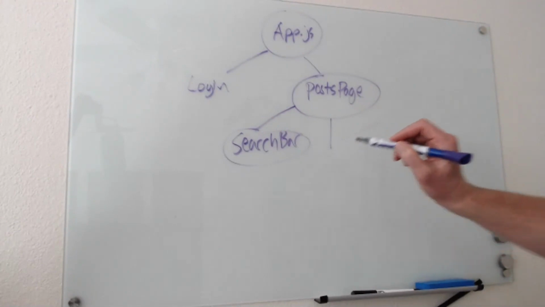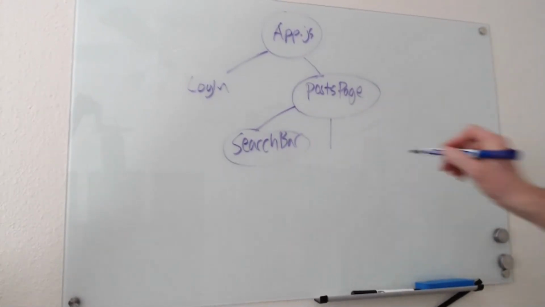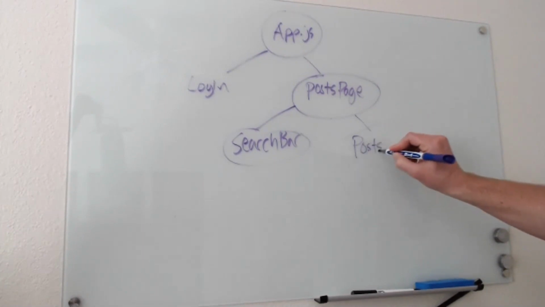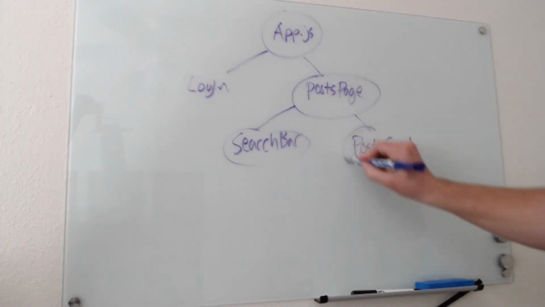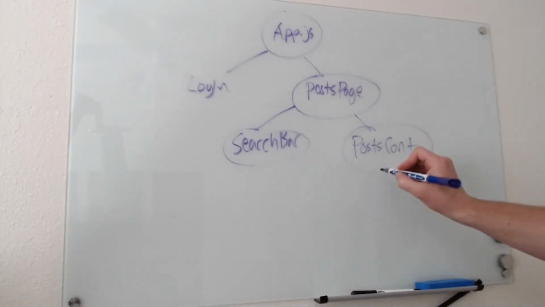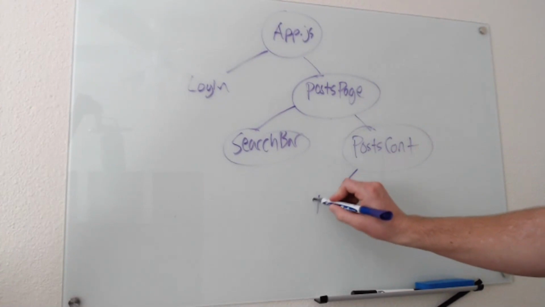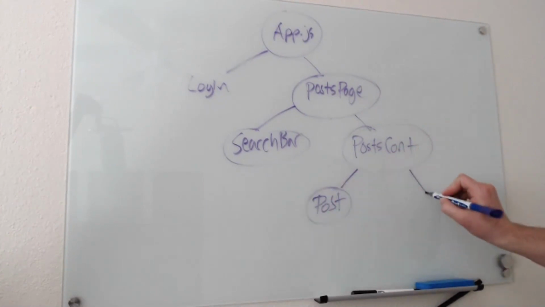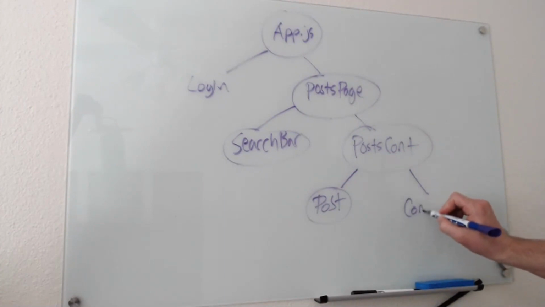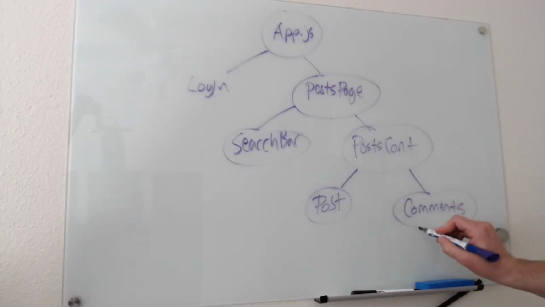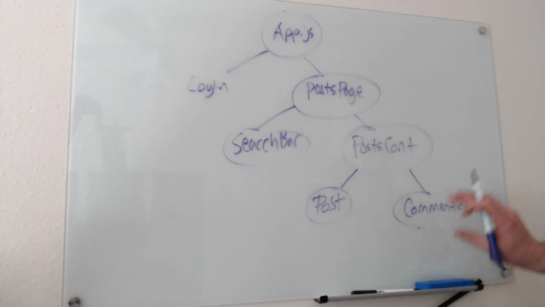We've got post container. Let's draw this out here. Posts container. Post container has, it could have a posts, right? It could have like a post body or something, but then it's also got comments. Comments has, well, it's probably going to live in comments.